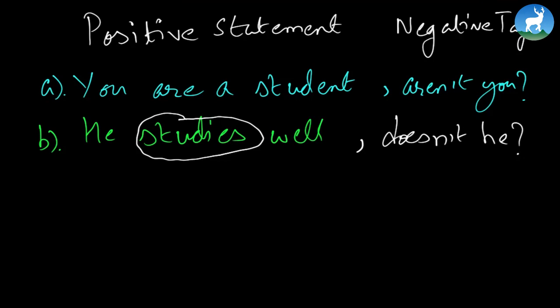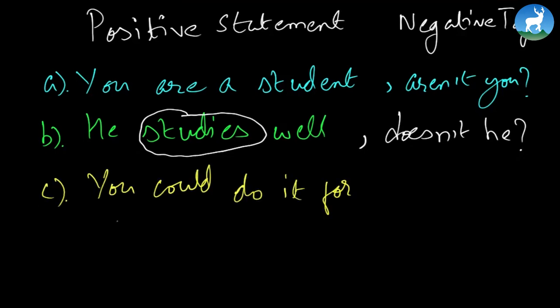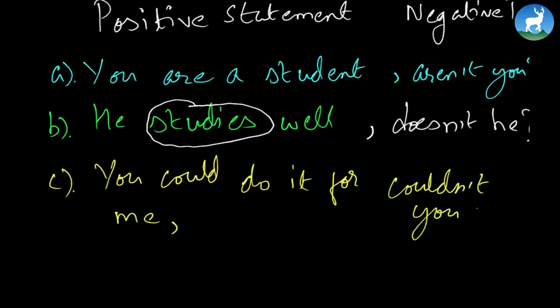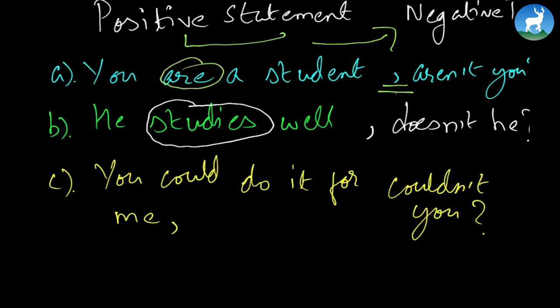Let's figure out with one last example. You could do it for me, comma to separate. Positive statement, negative tag. Couldn't you? So again, let's consider a few things here. A positive statement will always have a negative tag. We work on the auxiliary verb, or we figure out the tenses. You are a student, separation with a comma, and then a negative tag, aren't you? He studies well, doesn't he? You could do it for me, separation with a comma, and couldn't you?